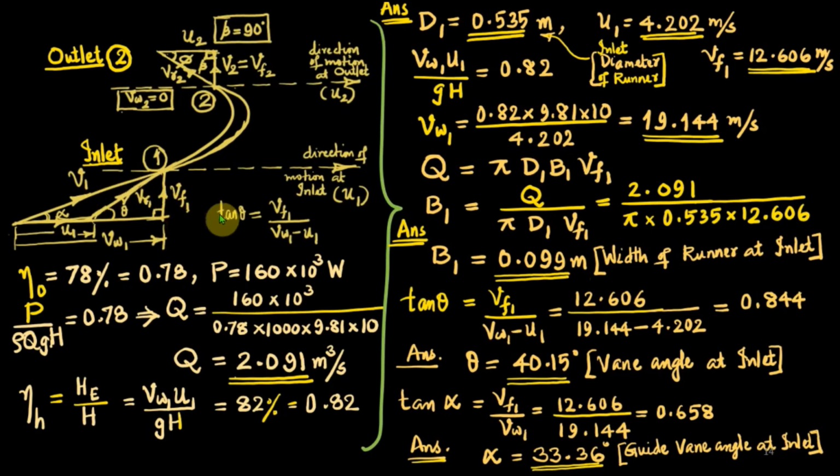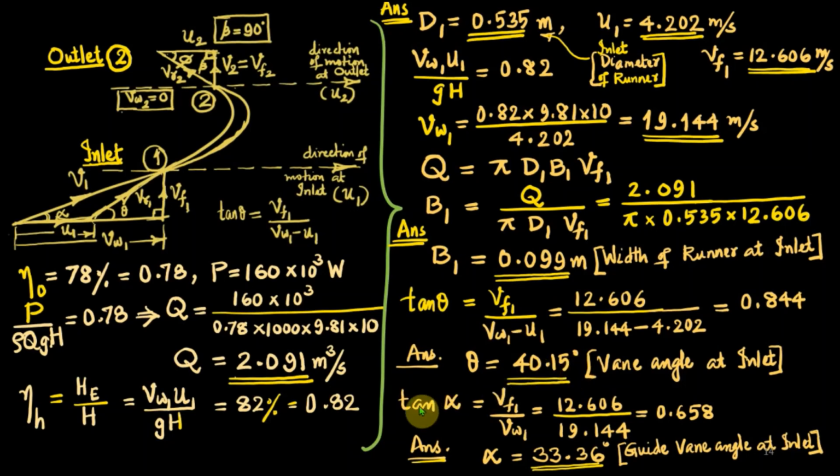Now from the velocity triangle, the vane angle at inlet theta can be found out. Tan theta is given by Vf1 by Vw1 minus u1. Tan theta is equal to Vf1, that is 12.606 divided by Vw1 minus u1, that is 19.144 minus 4.202. So we'll get 0.844. So tan theta has this value and theta is equal to tan inverse of that, that is 40.15 degrees. So vane angle at inlet is 40.15 degrees.